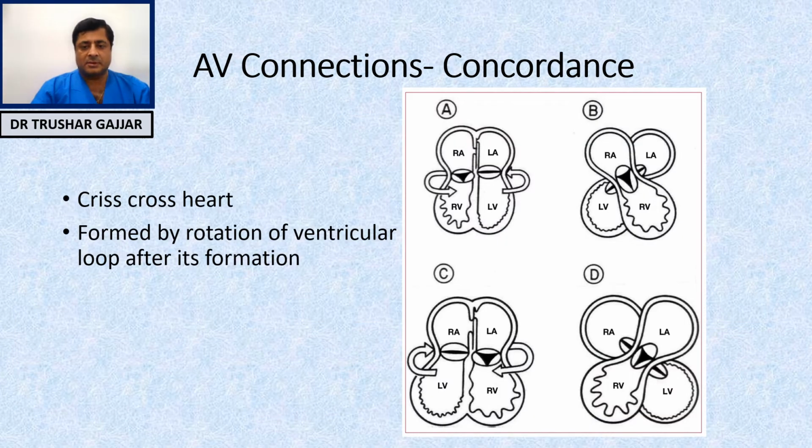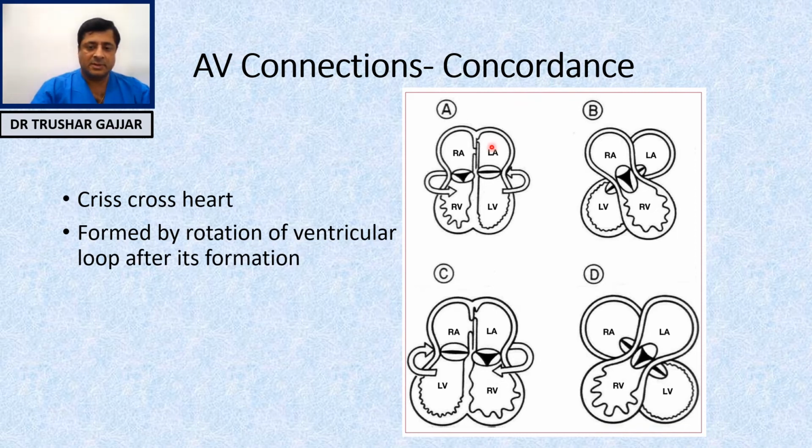This is something called crisscross heart. This happens after rotation of the ventricles after formation of the loop. That leads to the formation of the crisscross heart.